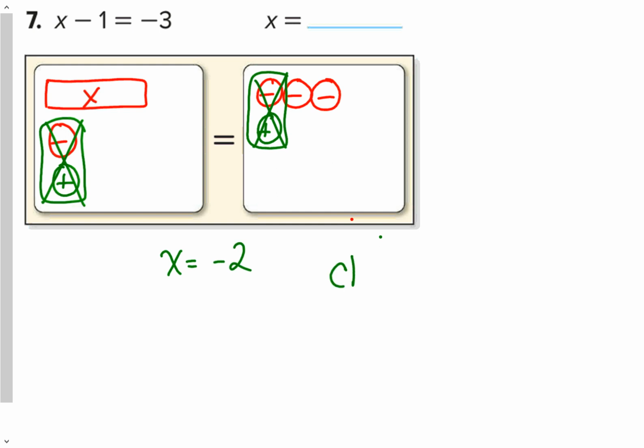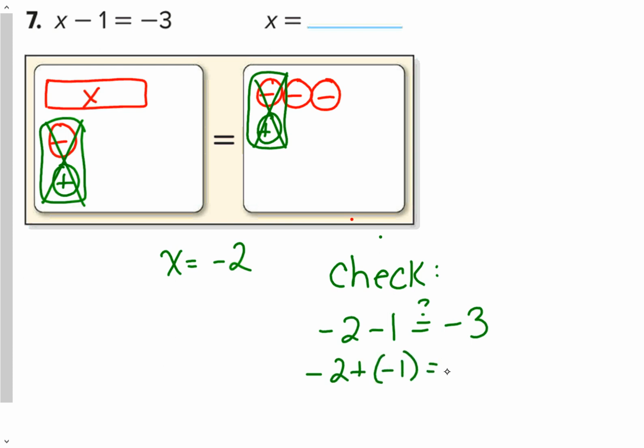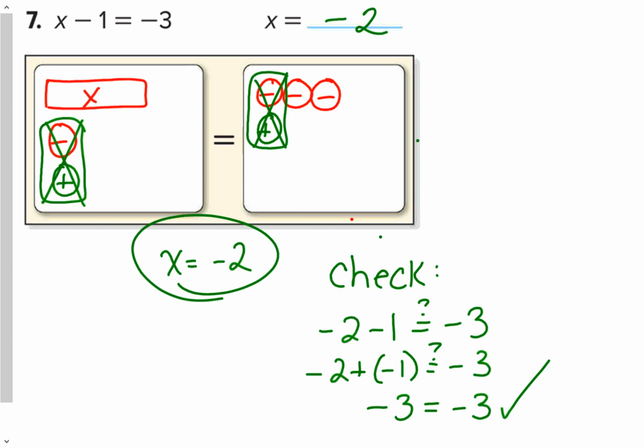Again, just to be sure, we have to check. So negative 2 minus 1, does that equal negative 3? Well, negative 2 minus 1 is the same thing as saying negative 2 plus negative 1. That equals negative 3. And on the right side, it equals negative 3. So our answer is correct. So our answer is x equals negative 2.